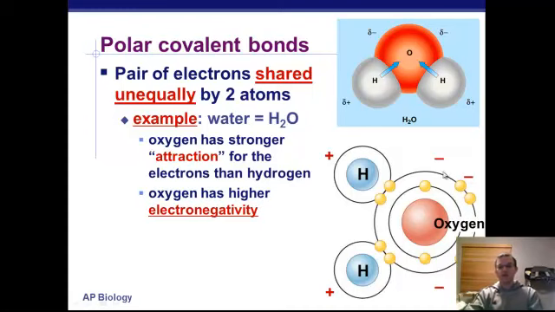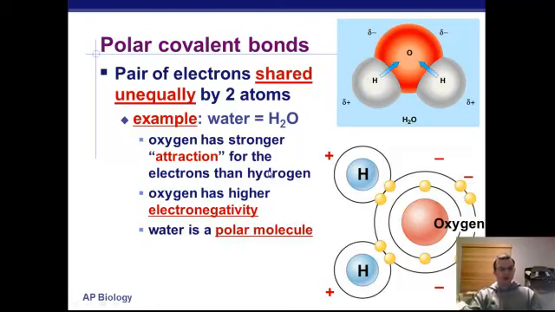And so the reason why this likes to pull the electrons more is because it has a greater electronegativity than the hydrogens. Electronegativity is the want. It's a weak way of saying the desire to have a greater amount of electrons. Oxygen wants more electrons. It is highly electronegative because of it. Hydrogen does not want electrons as badly as oxygen. Therefore, it is less electronegative than the oxygen.